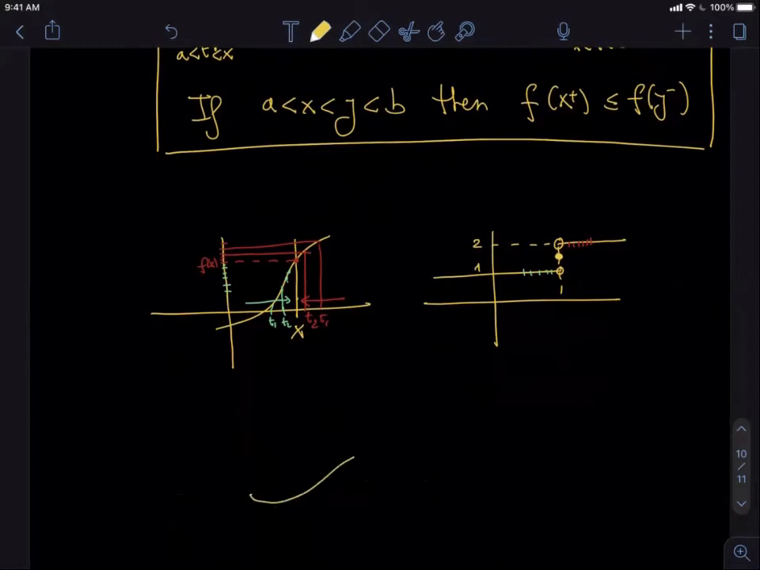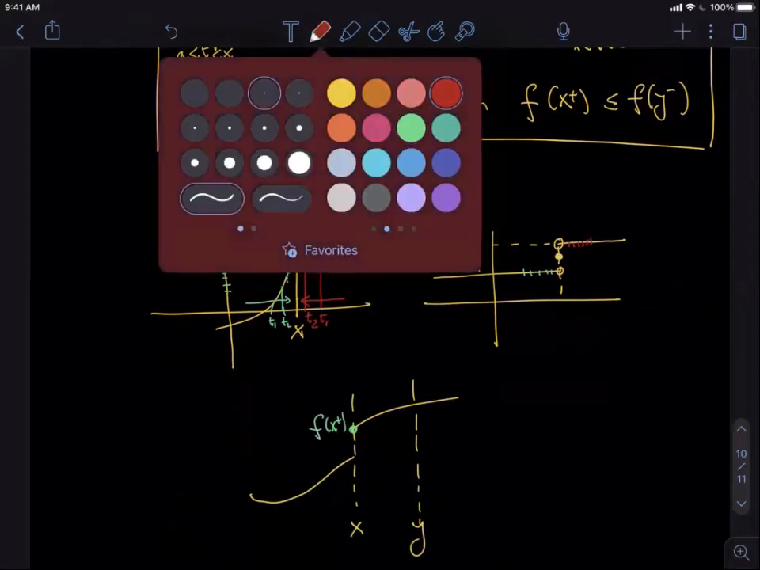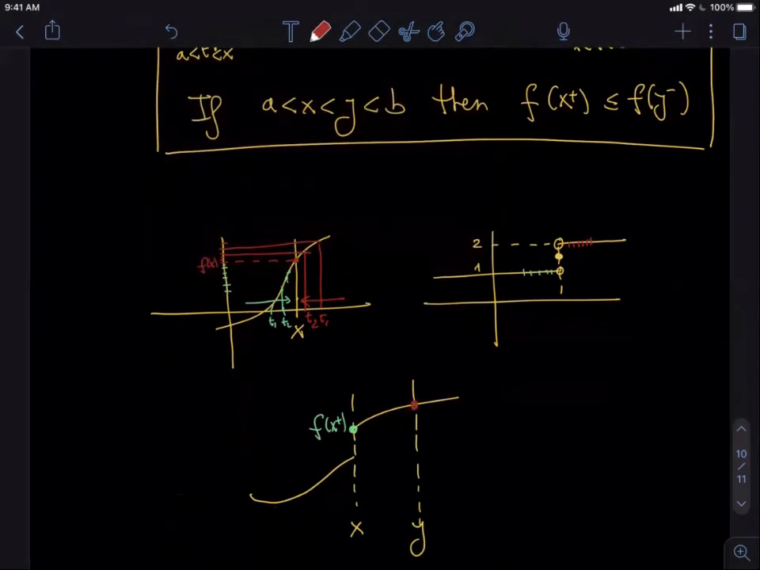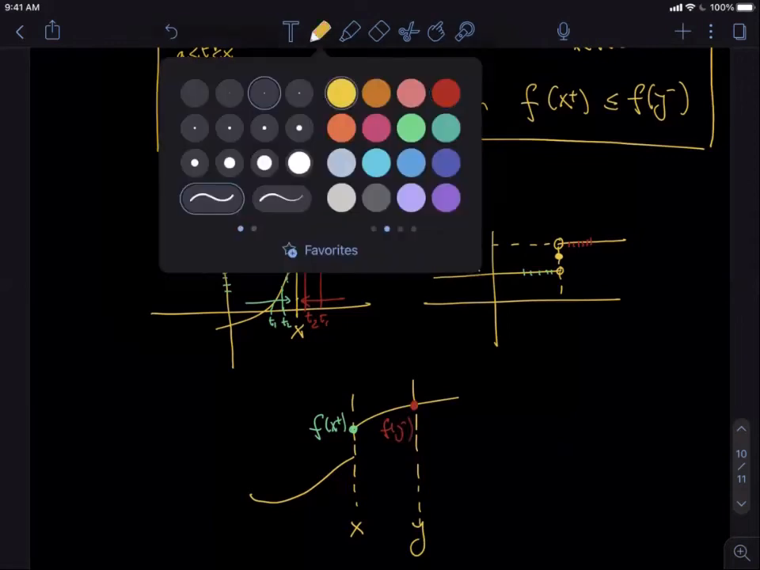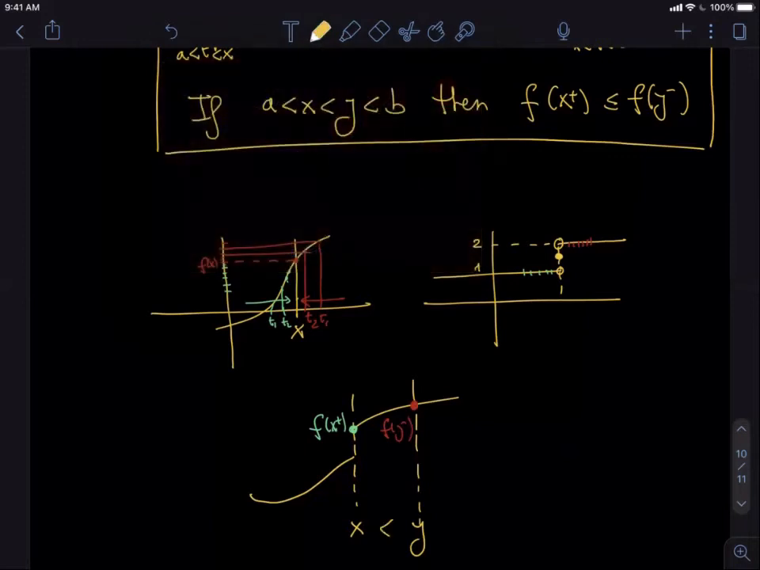Again, even if we have a discontinuity, there we go. So let's say this is x and this is y. So here what we are saying is that the right limit for x, this would be f of x plus, is less or equal than the left one for y. Okay, just because x and y are in order, x is strictly less than y.